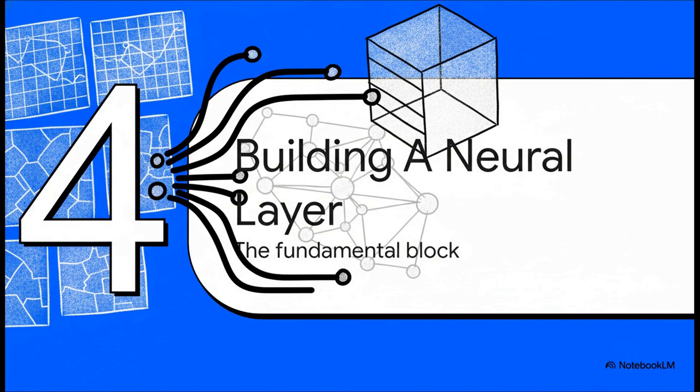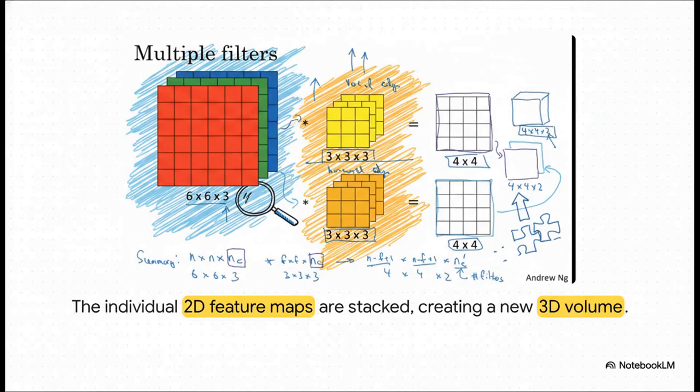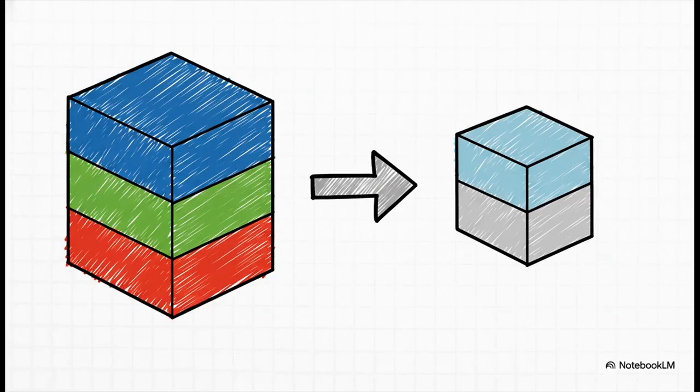Okay, now for the grand finale. We've got these two separate flat maps, one for vertical lines, one for horizontal. Now let's see how we put them together to create the basic building block of a real neural network. It's actually super straightforward. You take that first map, the one that found the vertical edges, and you take the second map for the horizontal edges, and you just stack them up, one right behind the other.